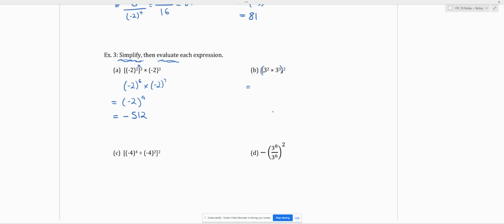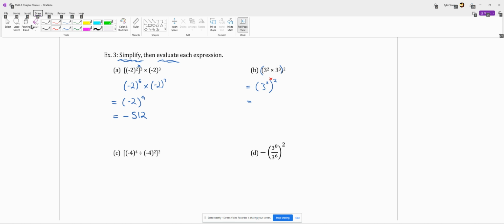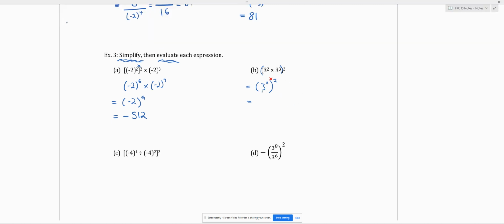We have the same base and two powers that are raised 1 to 2, 1 to 3. So our product law says add exponents. So I'm going to get 3 to the 2 plus 3, which is 5, and that's raised to the power of 2. Next, we will be multiplying our exponents using our power law. And so now, what do I get? 3 to the 5 times 2, which is 10. Again, this is quite a large number. You'll end up getting 59,049.